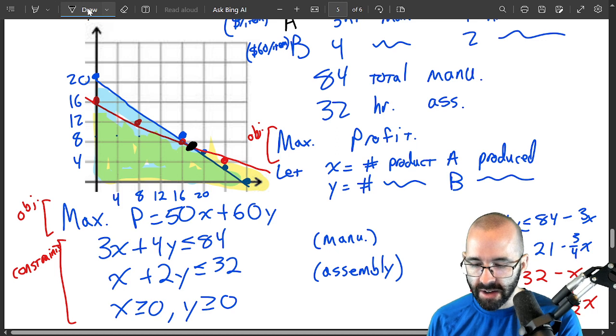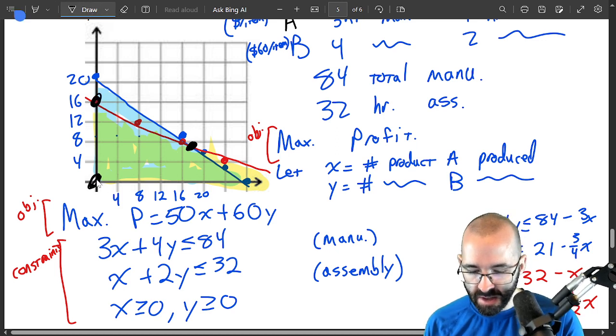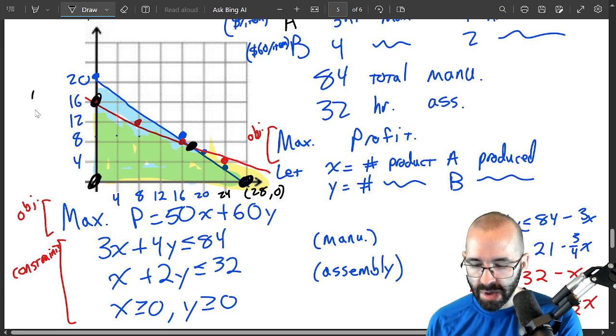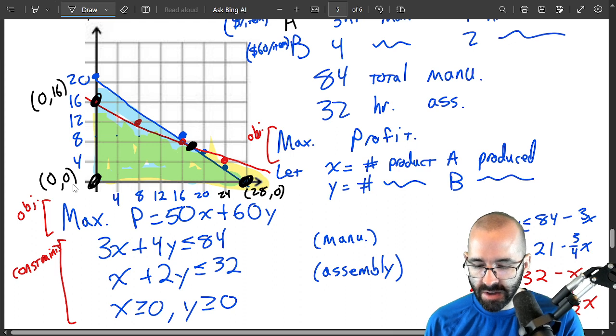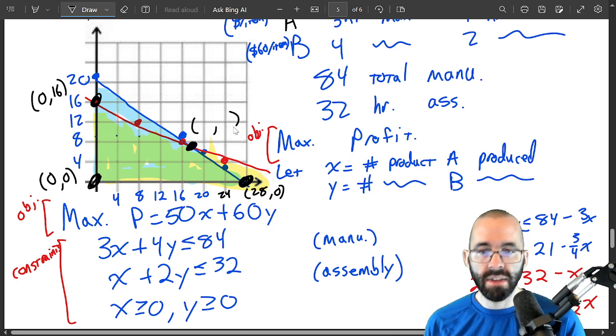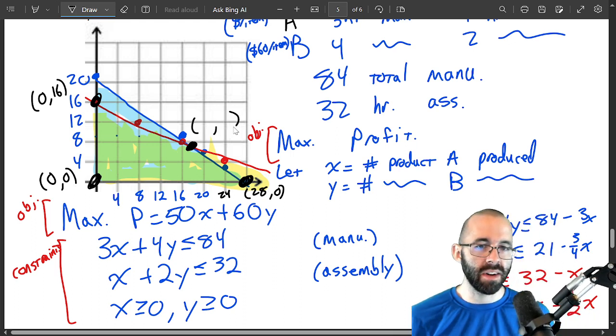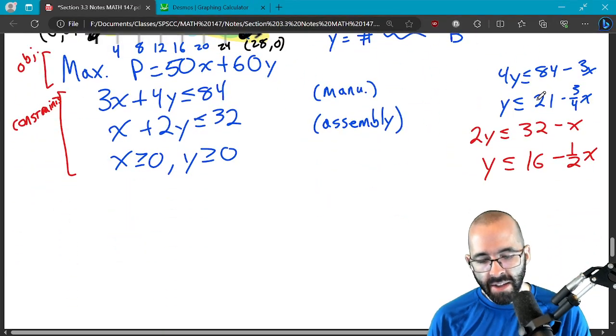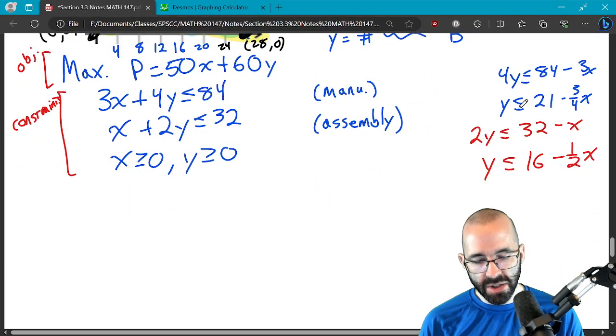And don't forget that there are 4 things that we need to check. The 4 corners of this area. So we know this one over here is 28, 0. We know this one up here is 0, 16. We know this one's here, 0, 0. We'll solve for this last point. And that's going to be when these 2 things are equal to each other.